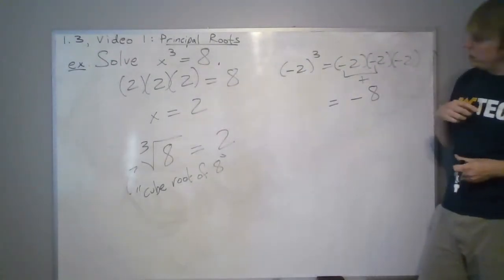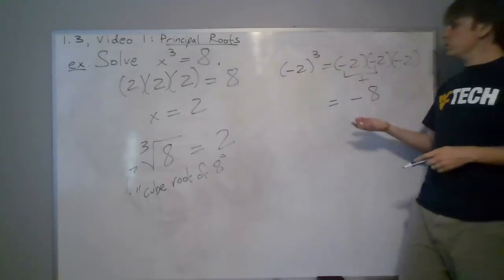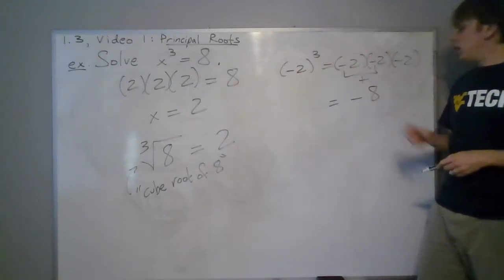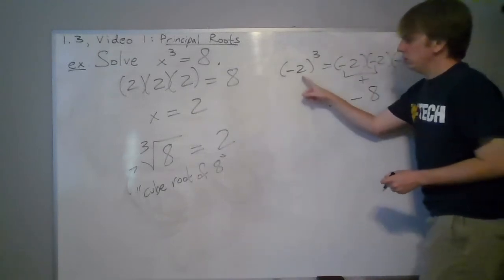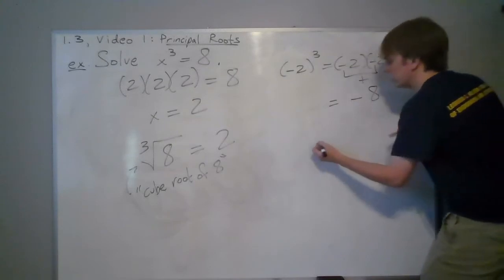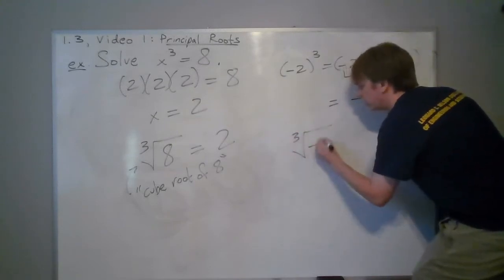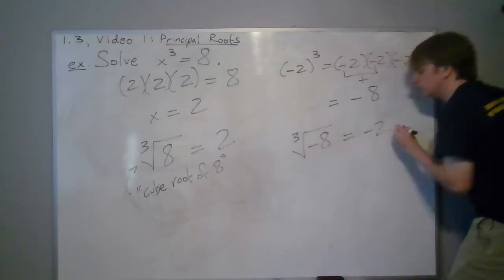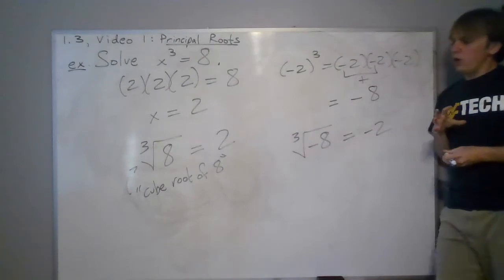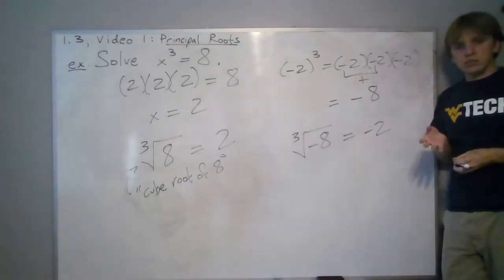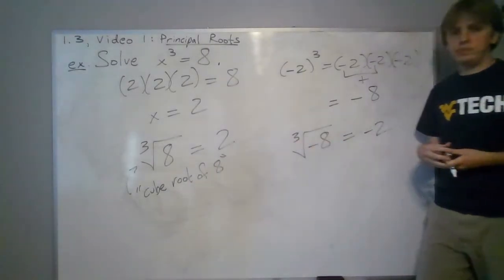Instead, it seems like -2 is the cube root, or the origin of the number according to cubing, of this number -8. So instead of saying -2 is the cube root of 8, in this case we actually have the cube root of -8 spits out a -2. So this is something that's important. Positives and negatives are going to act a little differently depending on if the root is an even number or an odd number.